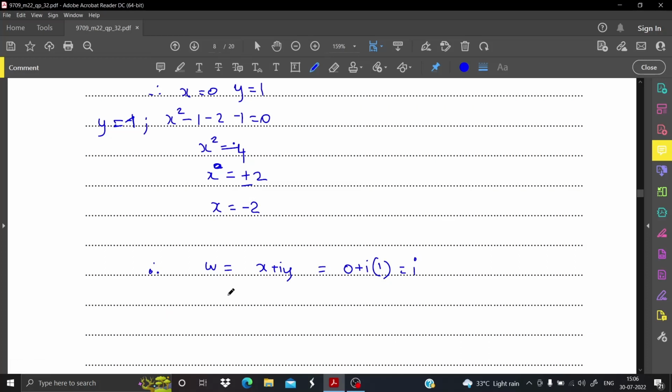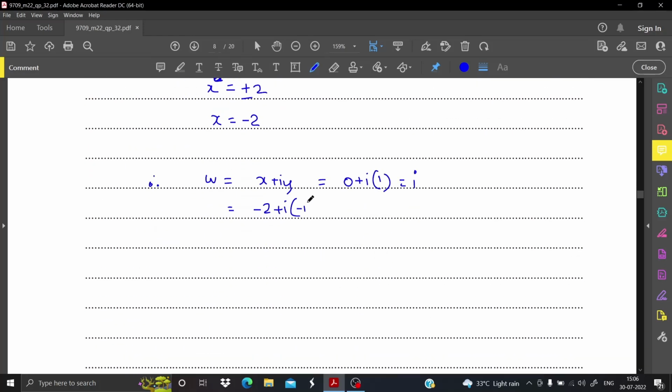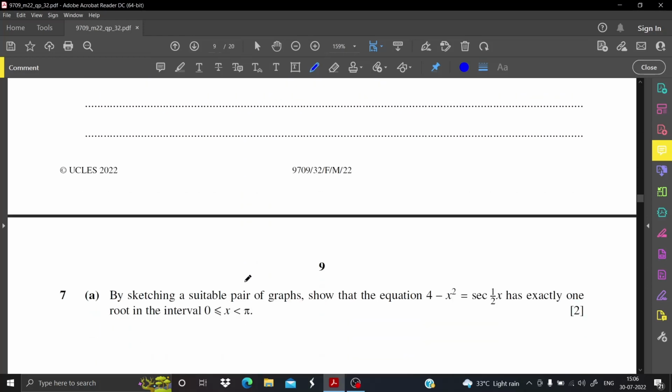The other complex number is, x is minus 2 and y is minus 1, so that will give you minus 2 minus i. In maths, we know that we cannot write in one line more than two equal to signs, but to minimize the space, I am showing my working this way. Please do not mind. Thank you.